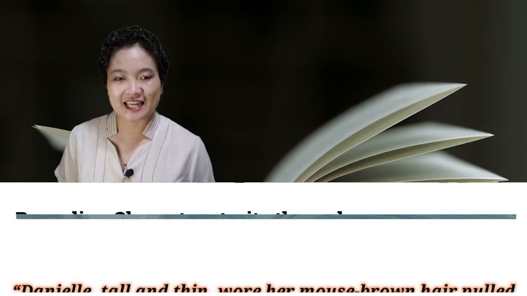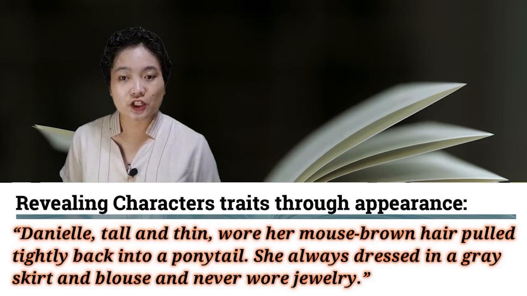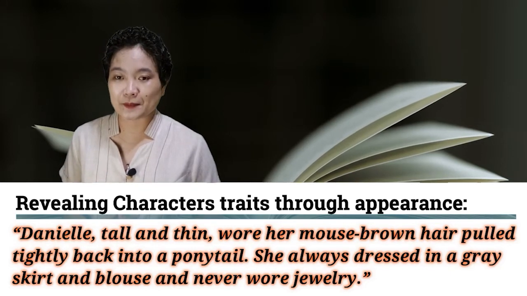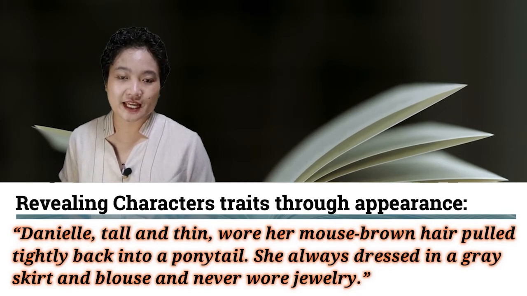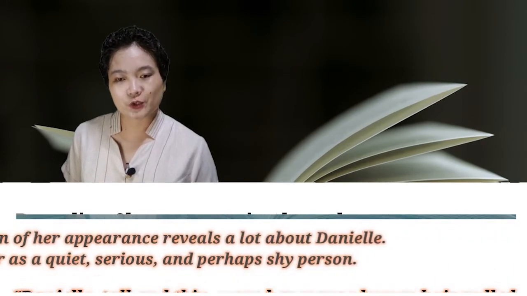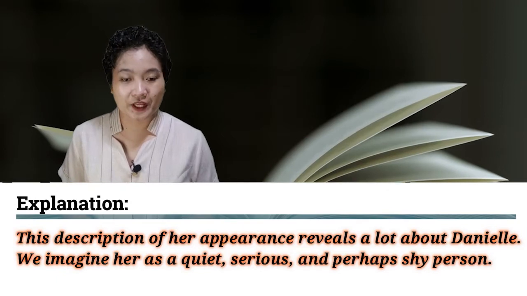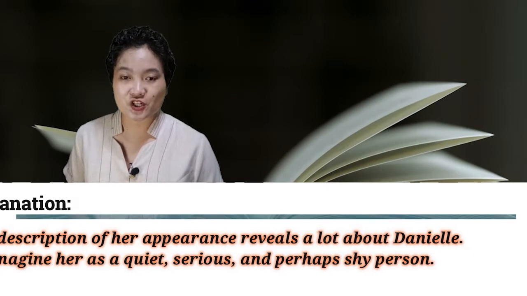Let us have an example for indirect characterization, revealing a character's trait through appearance. Daniel, tall and thin, wore her mouse brown hair pulled tightly back into a ponytail. She always dressed in a gray skirt and blouse and never wore jewelry. This description of her appearance reveals a lot about Daniel. We imagine her as a quiet, serious, and perhaps shy person.